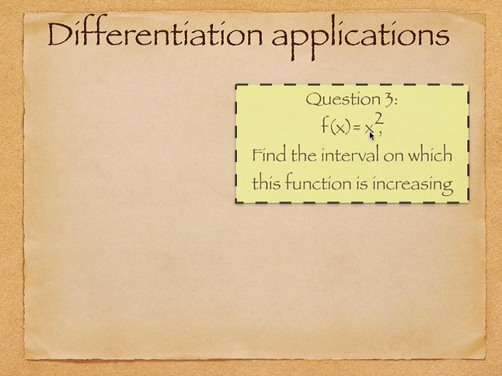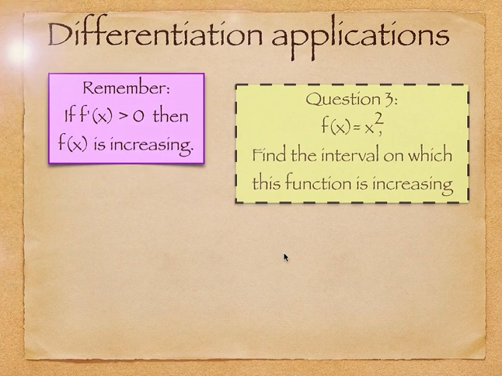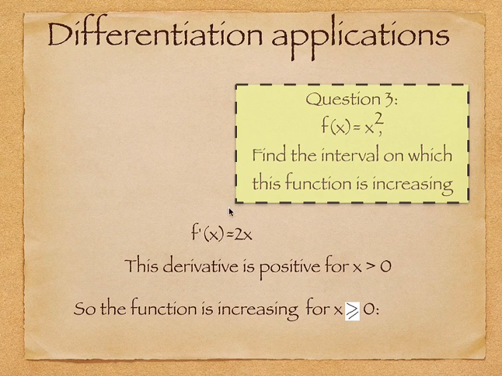Question 3. f of x equals x squared. Find the interval on which this function is increasing. Okay, so we're going to use the derivative, and we're going to look for the values for which this derivative is positive. Now the derivative of this function is 2x. This derivative is positive for x positive. So the function is increasing for x greater than or equal to 0. We know that this continues on the interval x greater than or equal to 0, so it's increasing on this interval.